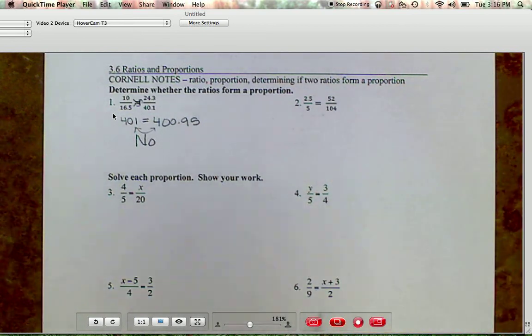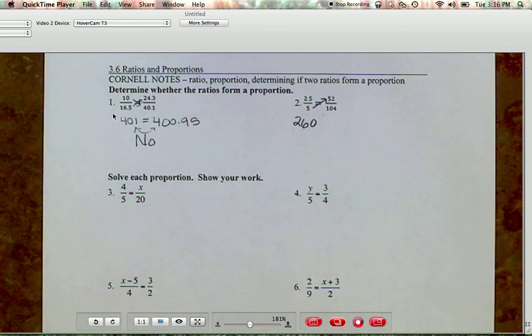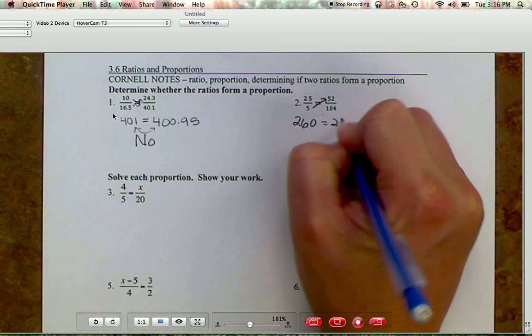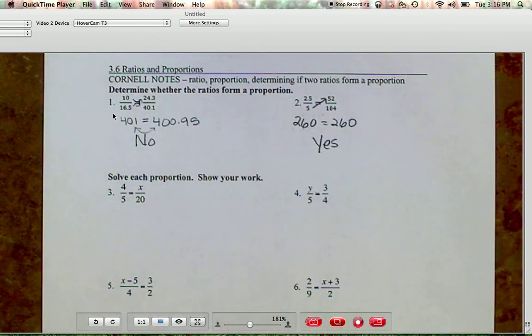Number 2, cross multiply. 5 times 52 equals 260. 2.5 times 104 equals 260. So because they come out to be equal, yes, it is a proportion.